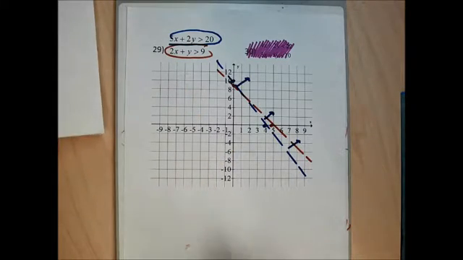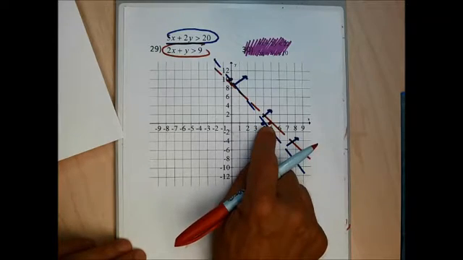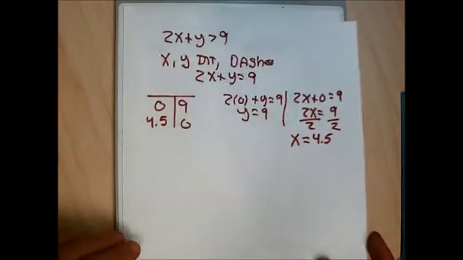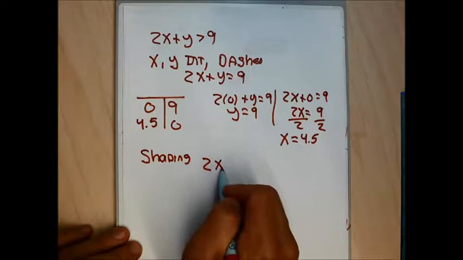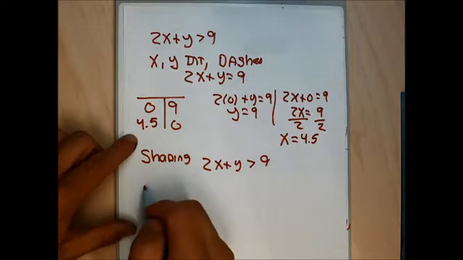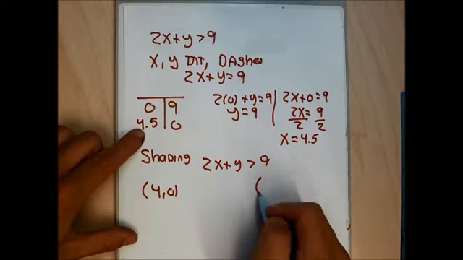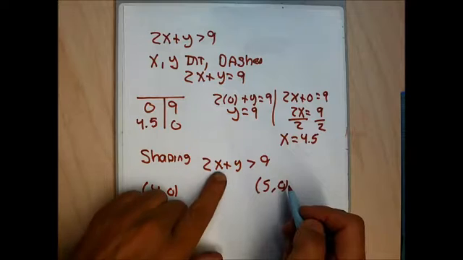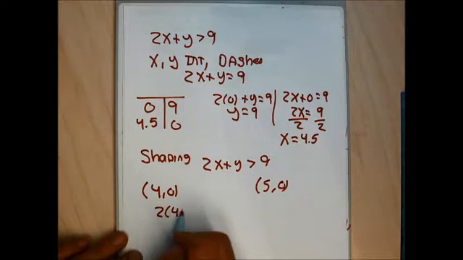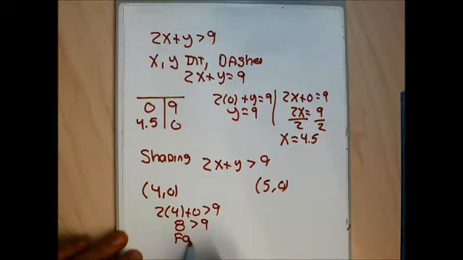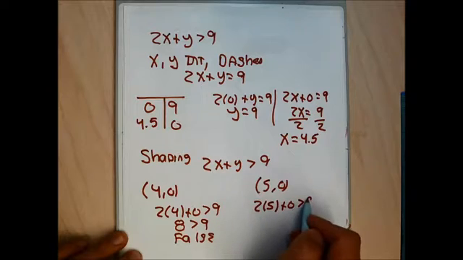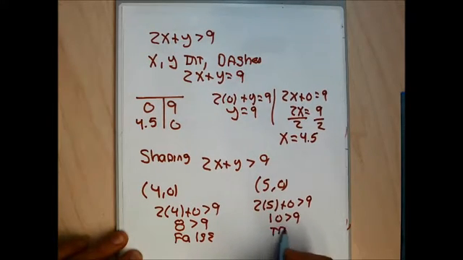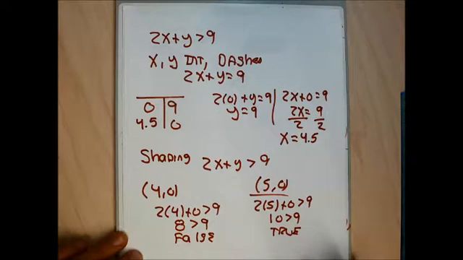Okay, for shading, I'm going to check (4, 0) and (5, 0) because my x-intercept was 4.5, and I'm going to do one on either side of it. So for shading, plug into 2x plus y is greater than 9. The number less than 4.5 is 4. The number bigger than 4.5 is 5. This first one I get 2 times 4 plus 0 is bigger than 9. That gives me 8 is bigger than 9, which is false. The second one, 2 times 5 plus 0 is bigger than 9, gives me 10 is bigger than 9, which is true.